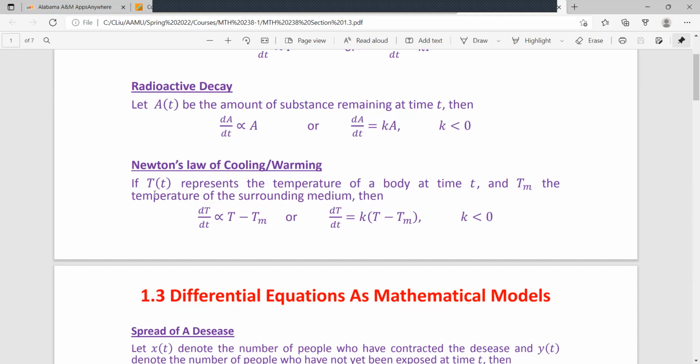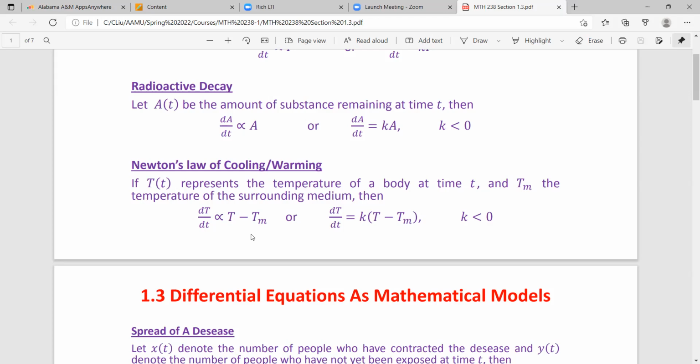So if T represents the temperature of a body at time t, and Tm the temperature of the surrounding medium, then the rate of change of the temperature of the object is proportional to the difference of the temperature of the object and the temperature of the environment. This works for cooling and also warming similarly. If you put something in a warmer environment, the temperature goes up, but the rate of change of temperature is also proportional to the difference between the object and the environment.